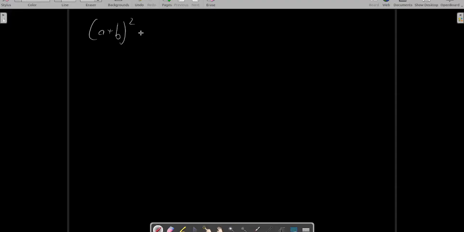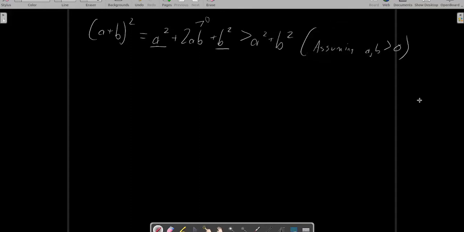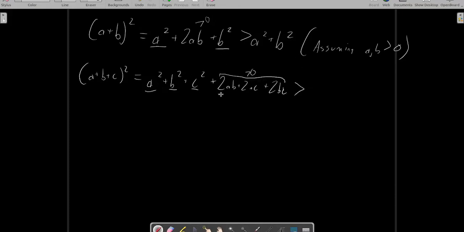A plus b quantity squared can be multiplied out, and in the result, we get an a squared term, a b squared term, and something else in the middle. As long as a and b are positive, that middle term is positive, so we have our inequality. If we have more than two numbers, we still get the same result. We get an a squared term, a b squared term, a c squared term, and some extra mixed terms. As long as all of the numbers are positive, the inequality holds.